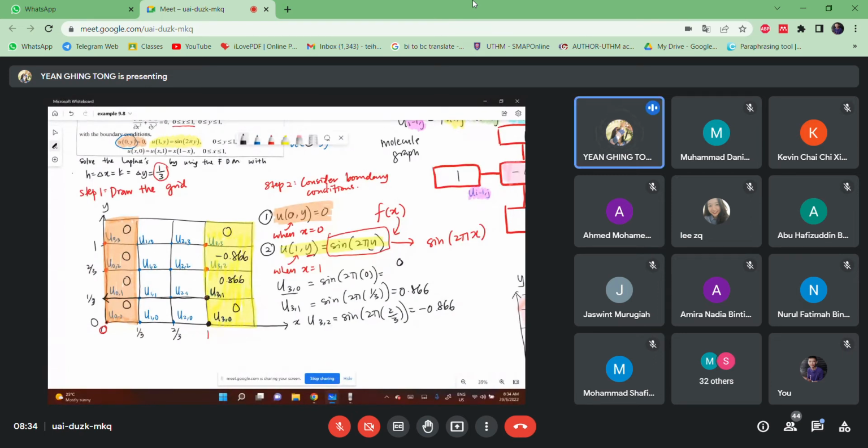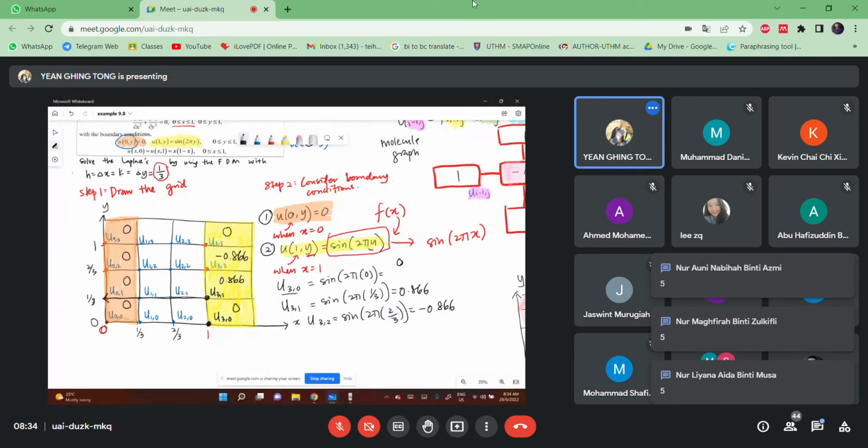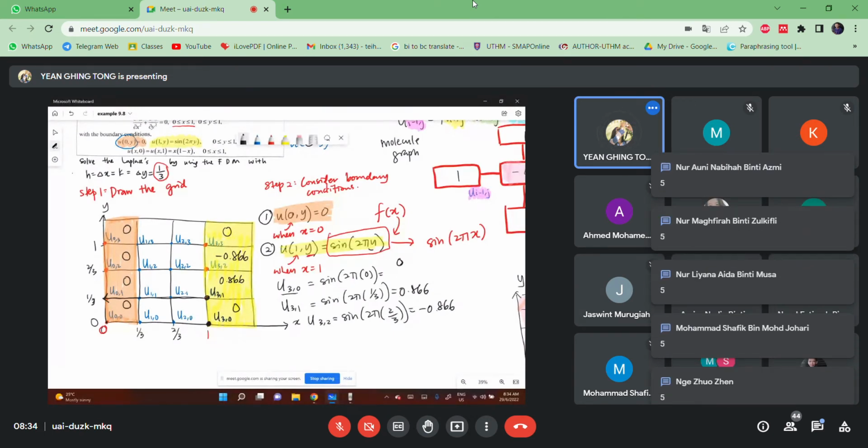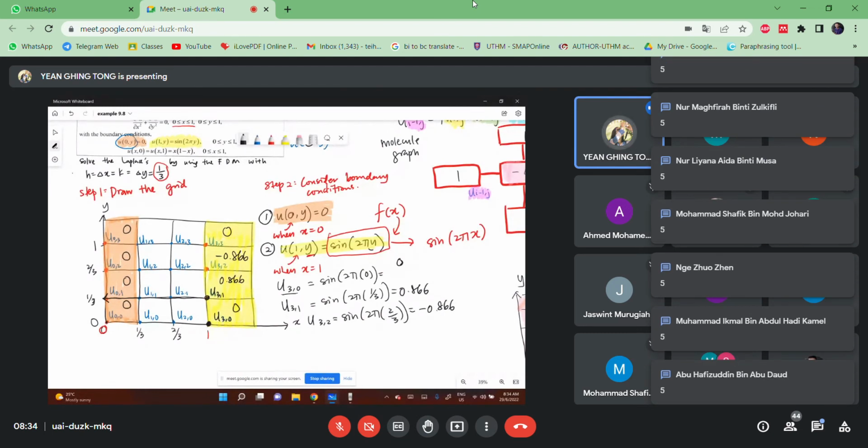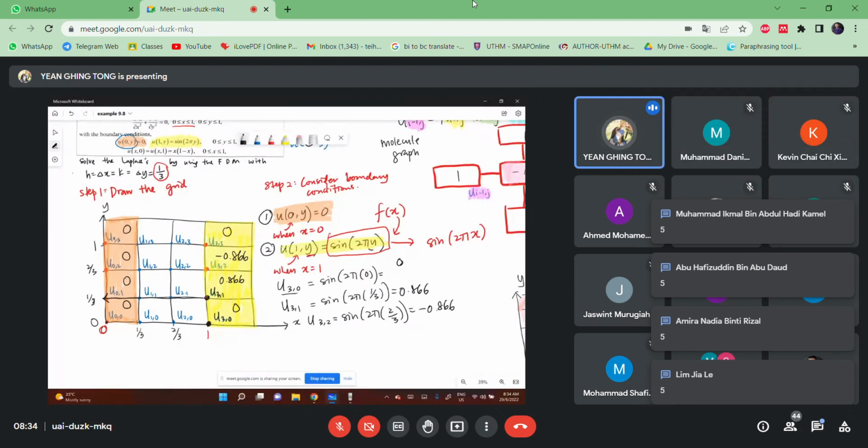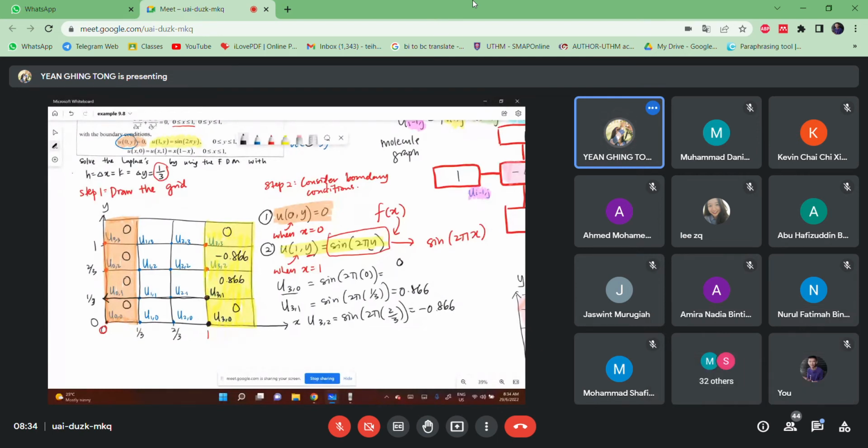If you are okay, then press 5. If not okay, then press 6. Okay, so we have settled the left and right boundaries: the boundary when x is 0 and the boundary when x is equal to 1. Then we go to the next one, the third one.